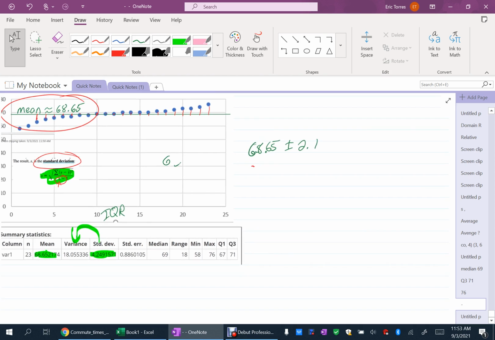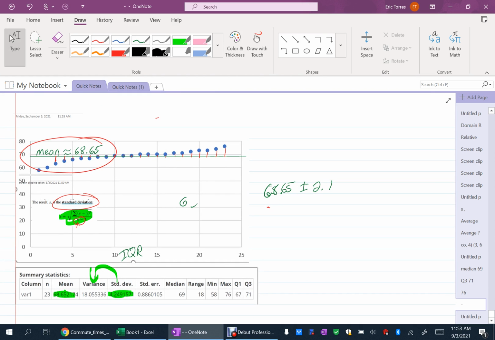So again, very similar to the information I get from a box plot. And I'm not going to expect you to ever calculate standard deviation by hand, but really it's a summation of the differences between the data and the average value of the data.